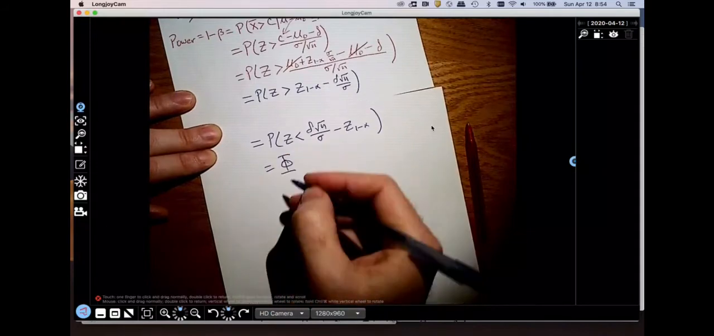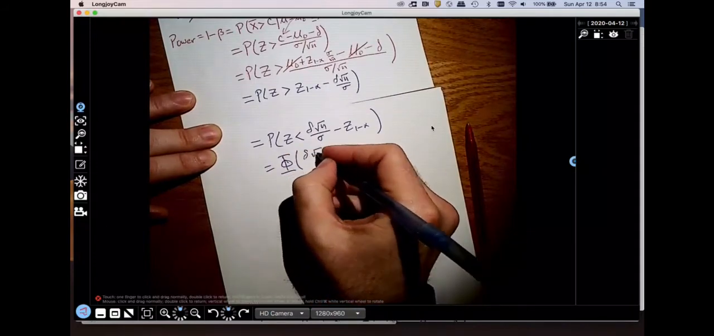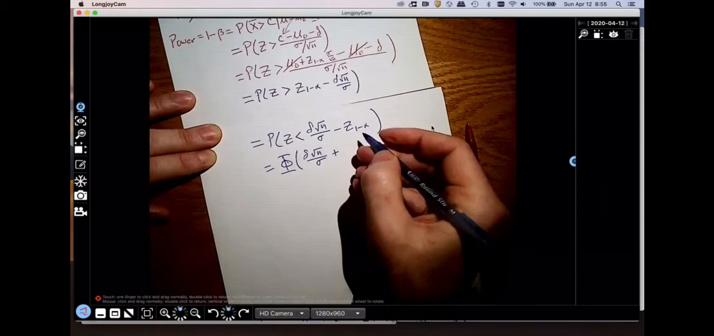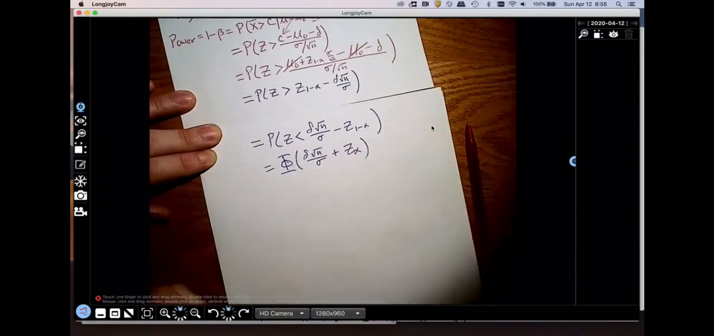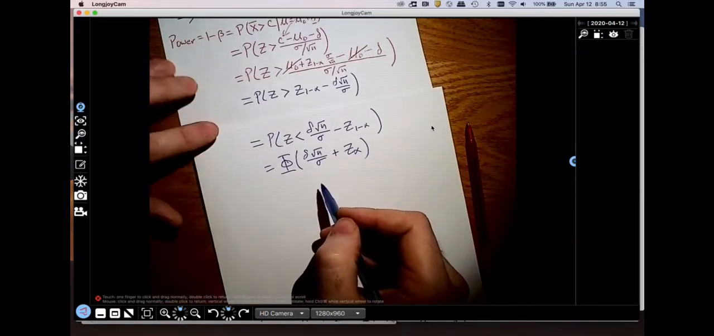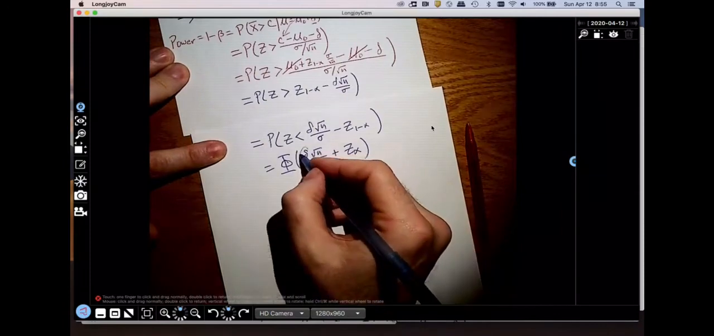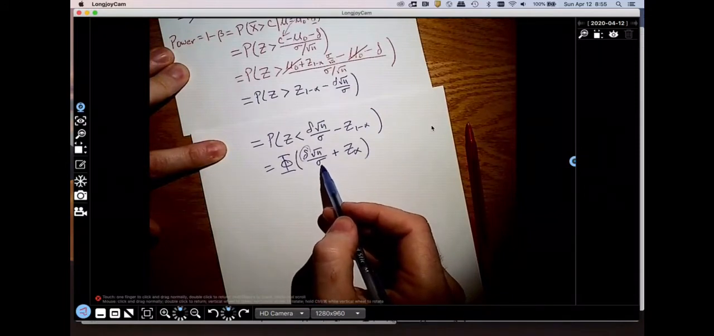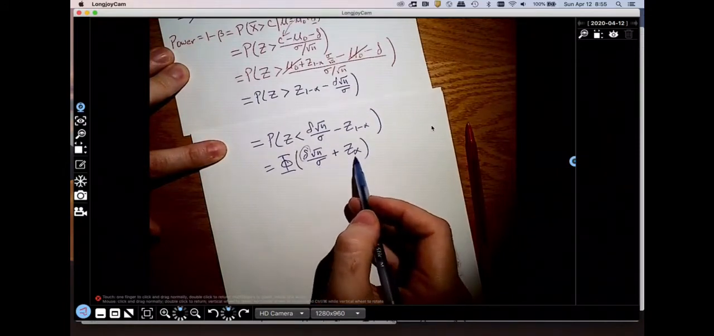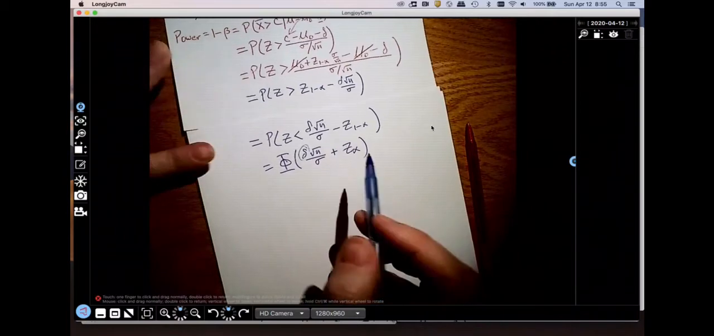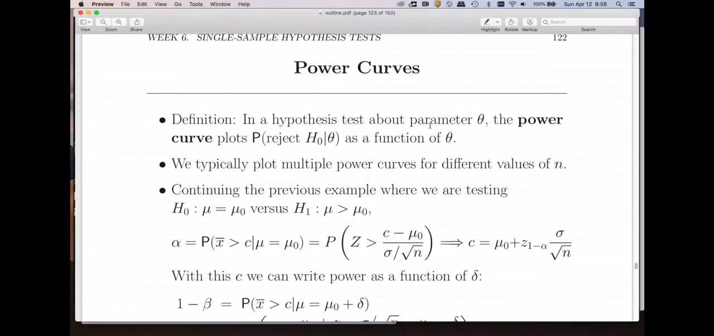Here's the CDF of a normal. So delta times the square root of n over sigma. We can make this a plus sign if we use the other tail, so z alpha. And what I now have is an expression for the power in terms of delta. I'm going to fix n, so n is a constant. I'm going to fix my sigma, so this is a constant, and of course my percentile from the standard normal distribution is also a constant. So that's where this expression comes from on that slide.